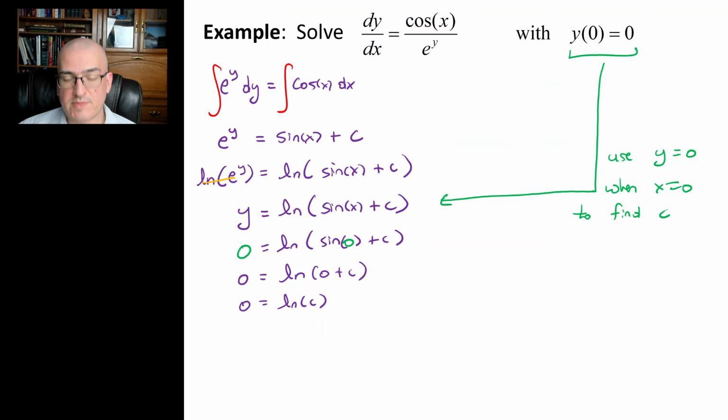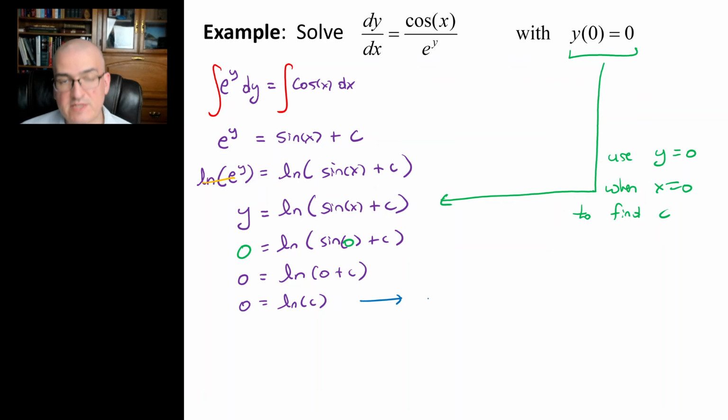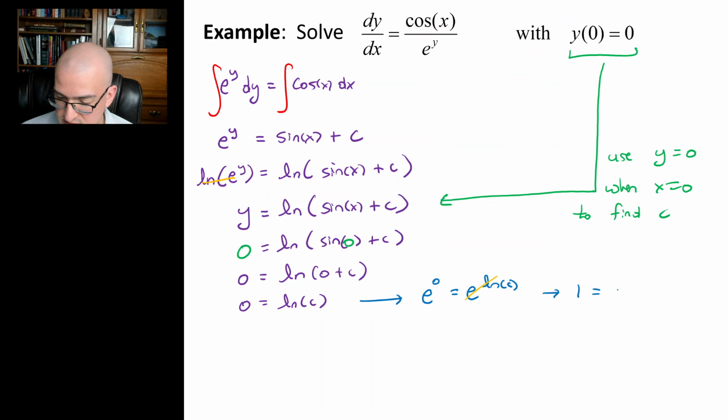I'm going to get that all by itself by exponentiating. Raise both sides as powers on a base of e. So e to the 0 is equal to e to the ln c. Cancel the e and ln on the right. e to the 0 is 1, so we get 1 is equal to c. And we can make our conclusion.